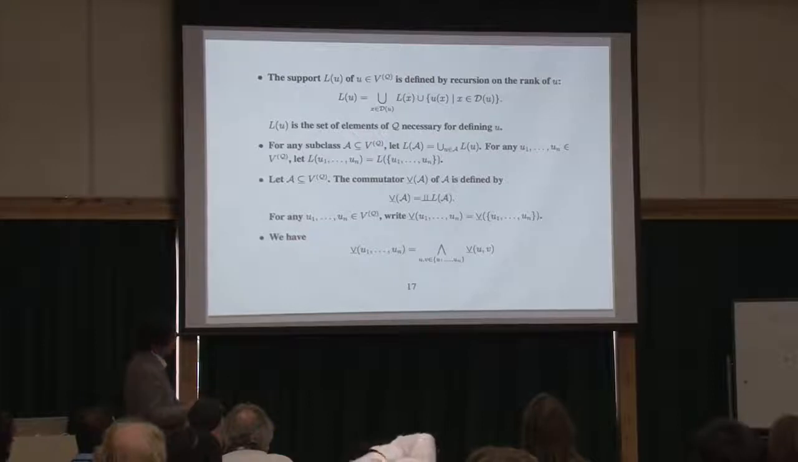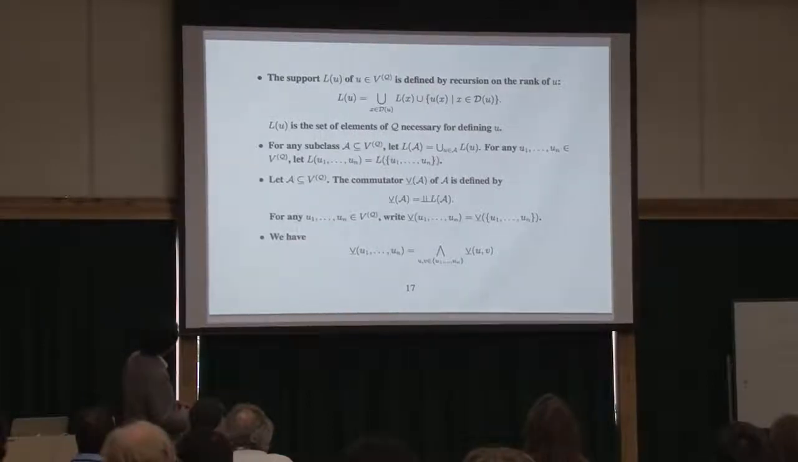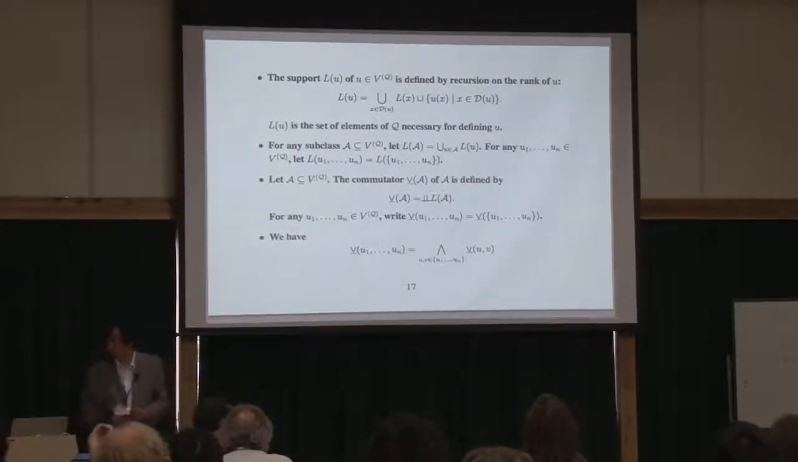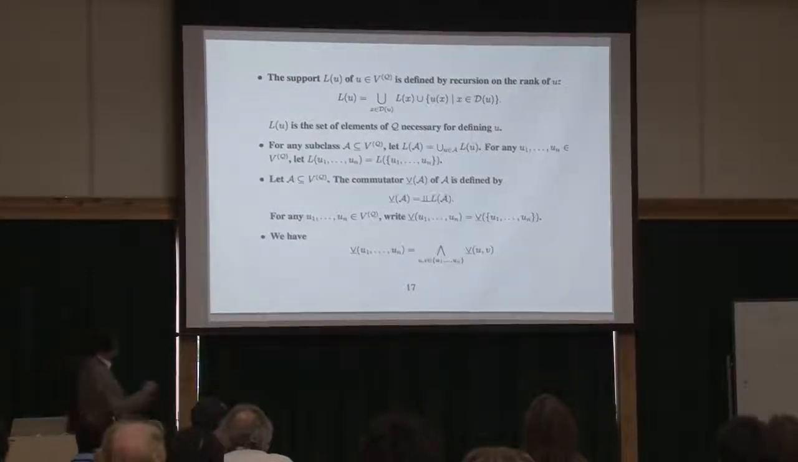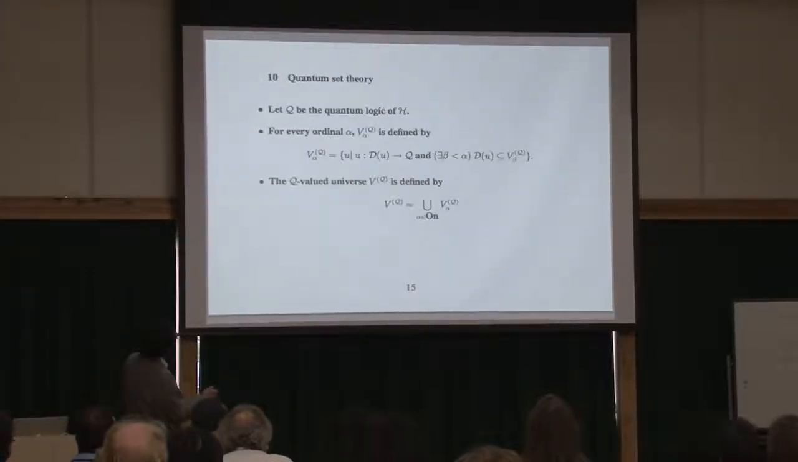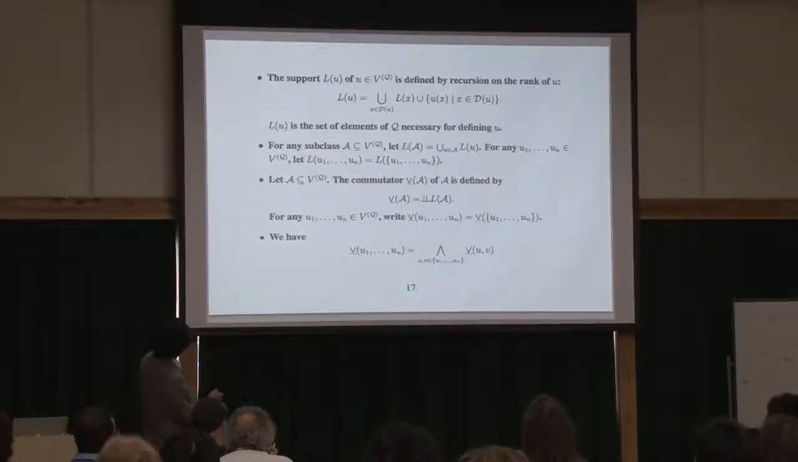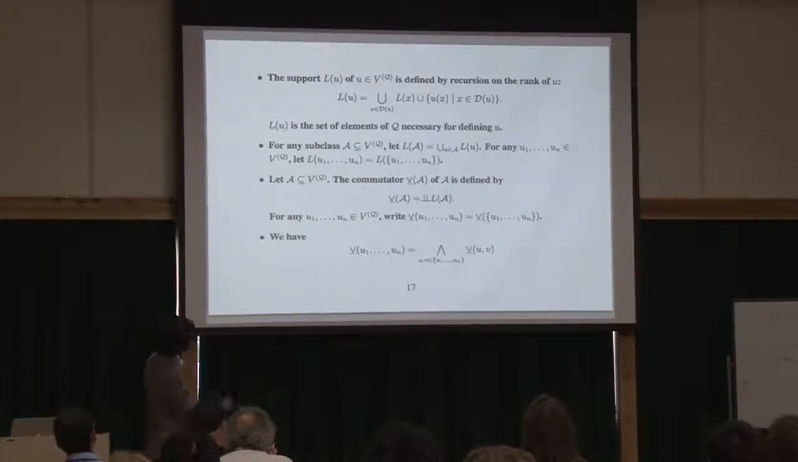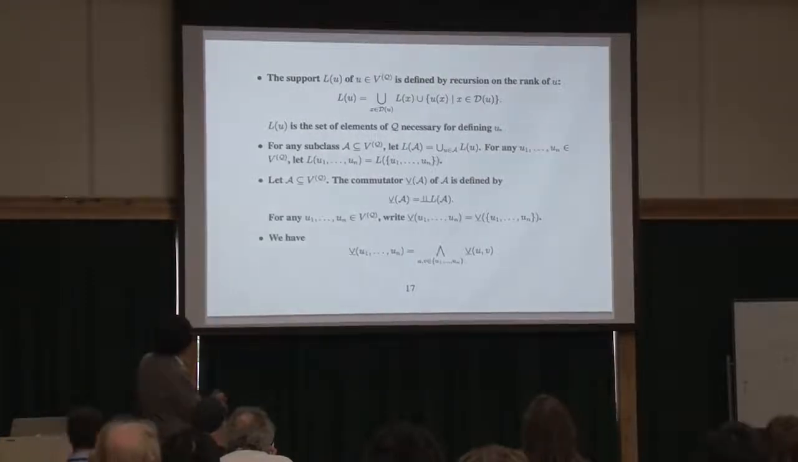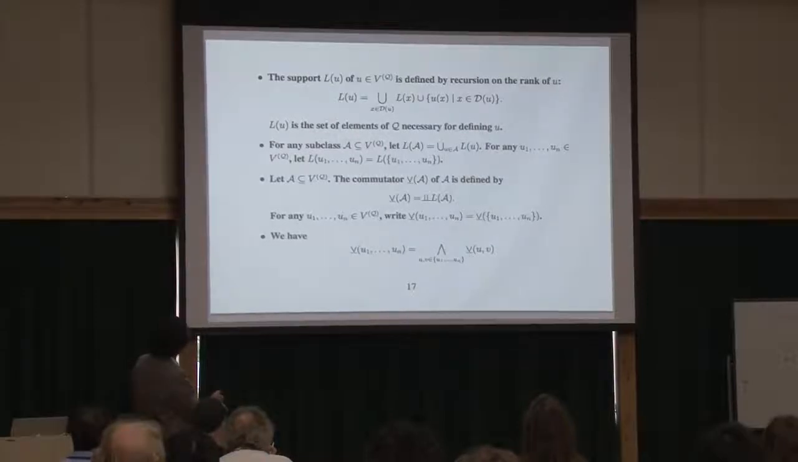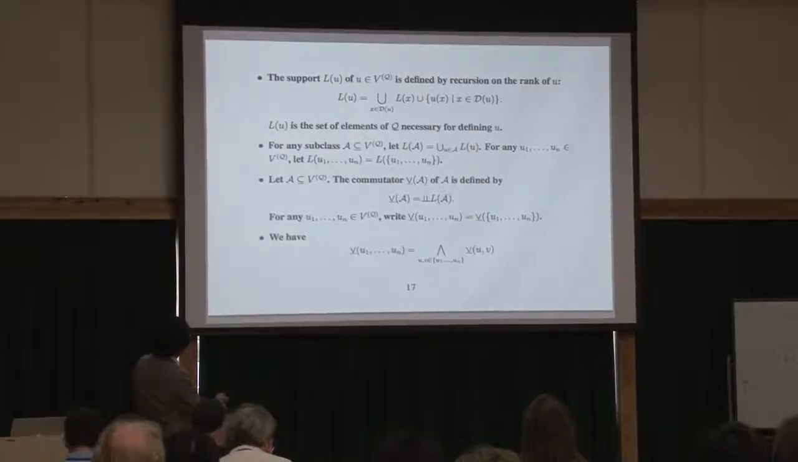which is necessary to define U, because in order to define U, we need some elements of Q in this way. The construction is done in a very recursive way. So we define all the elements of Q necessary for defining U recursively. And for any subclass, L_A is defined in this way.